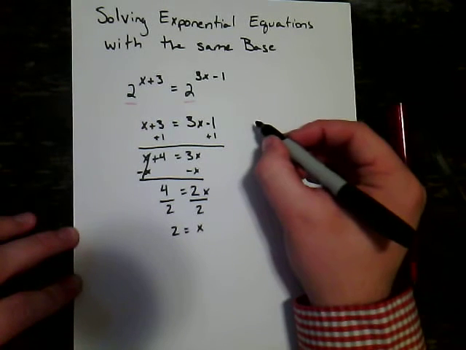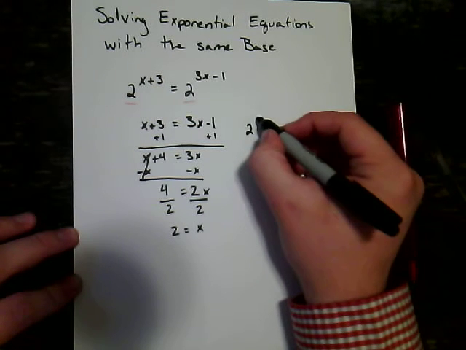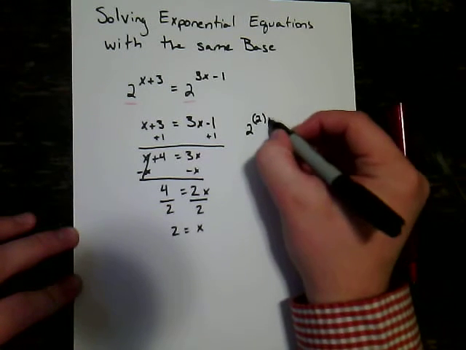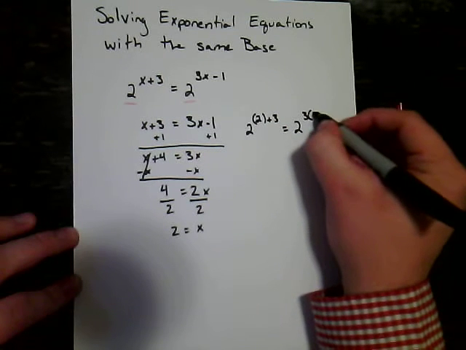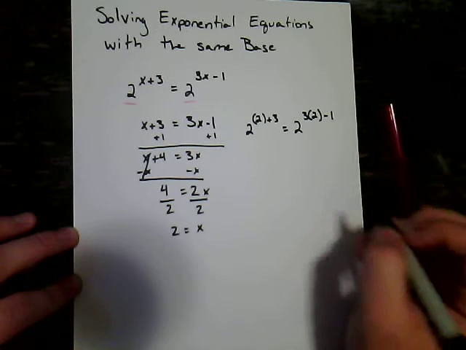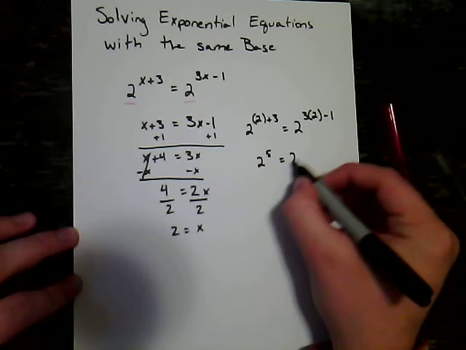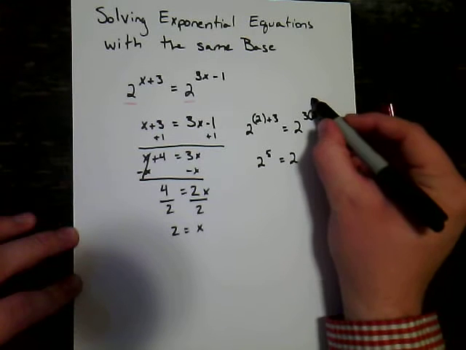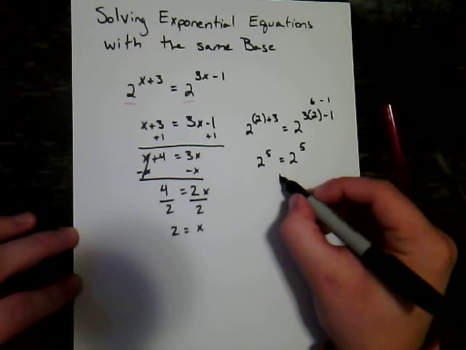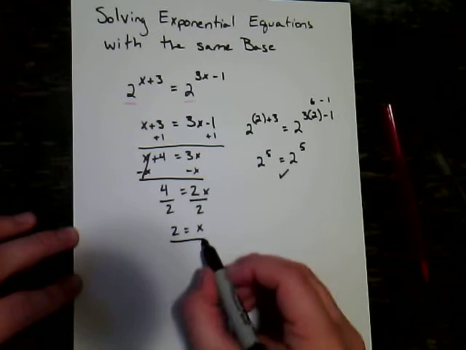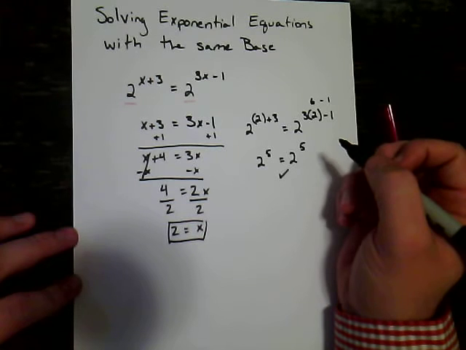Now, we won't have to do this every time, but let's go back in and check. So you have 2 raised to the 2 plus 3 equals 2 raised to the 3 times 2 minus 1. So you've got 2 raised to the 5th equals 2 raised to the 6 minus 1, 5th. Okay? So then that checks out. So we know that x equals 2 for this particular equation.